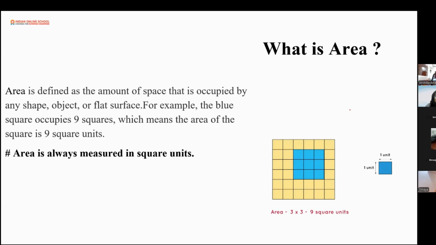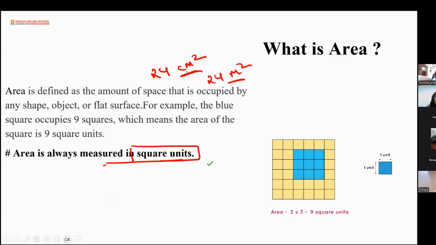Now let me tell you a very important point. Area is always measured in square units. You write area as, let's say, 24 centimeters square, or 24 meters square. Whatever the unit, centimeter, meter, kilometer, it's square. Why it is square, there is a logic behind it, and I'll tell you when we move on.